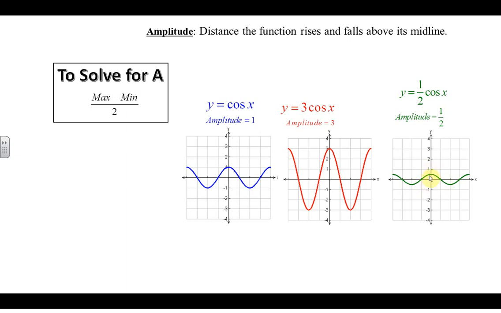Now a half. So you're going half. Instead of going up to 1, you would be going up to a half. So it basically is like a vertical compression, people. That's the amplitude.